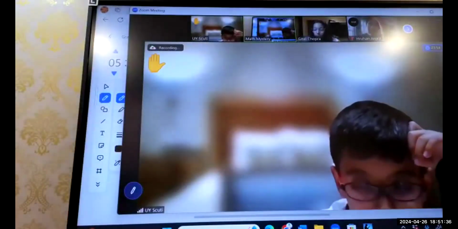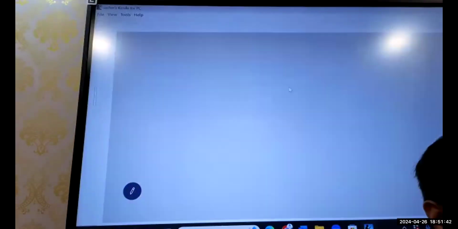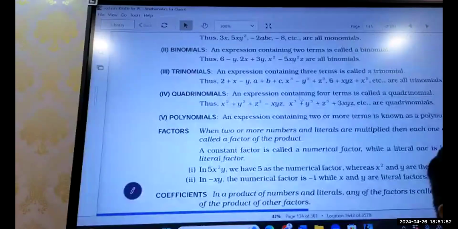One term, 2 terms, 3 terms, 4 terms. How will there be two terms? If I add something with plus, then it will be two terms. Let me open it from a book. Sir, one term is a monomial, two terms are binomials, and three terms will be trinomials. What is a polynomial then? Monomial, binomial, trinomial.